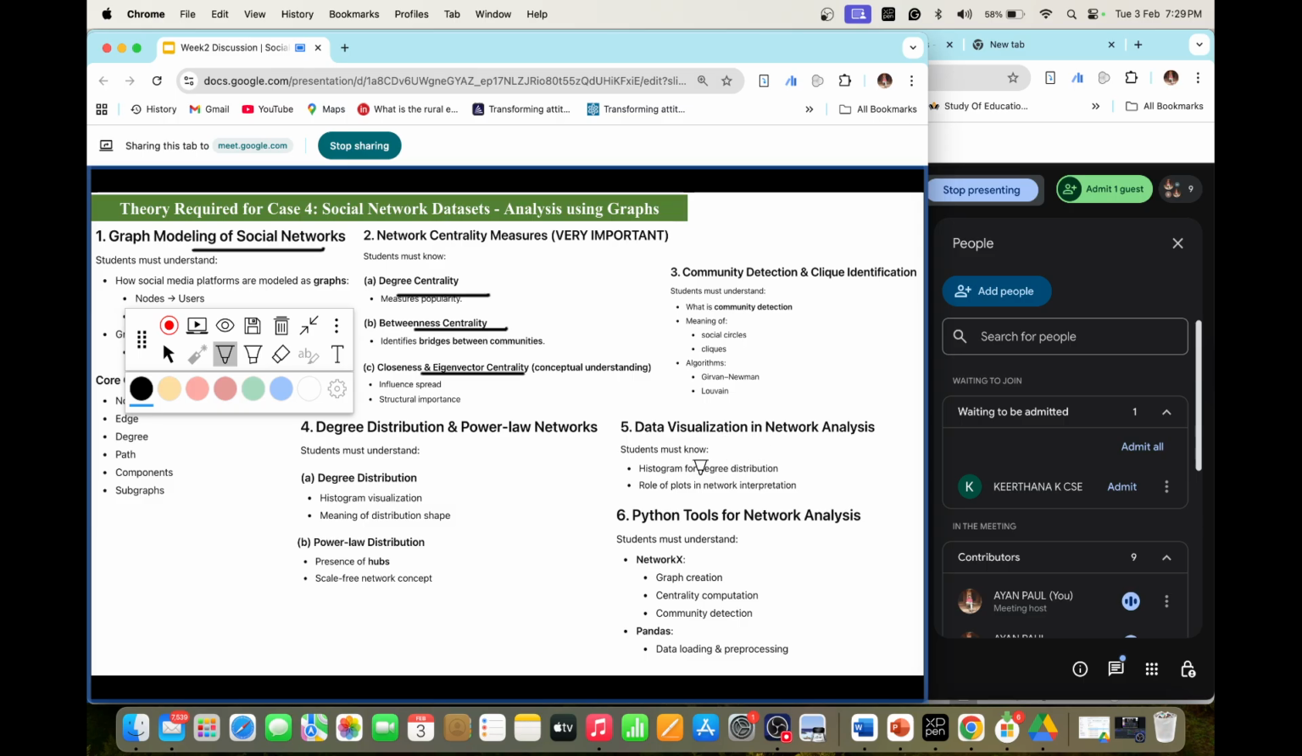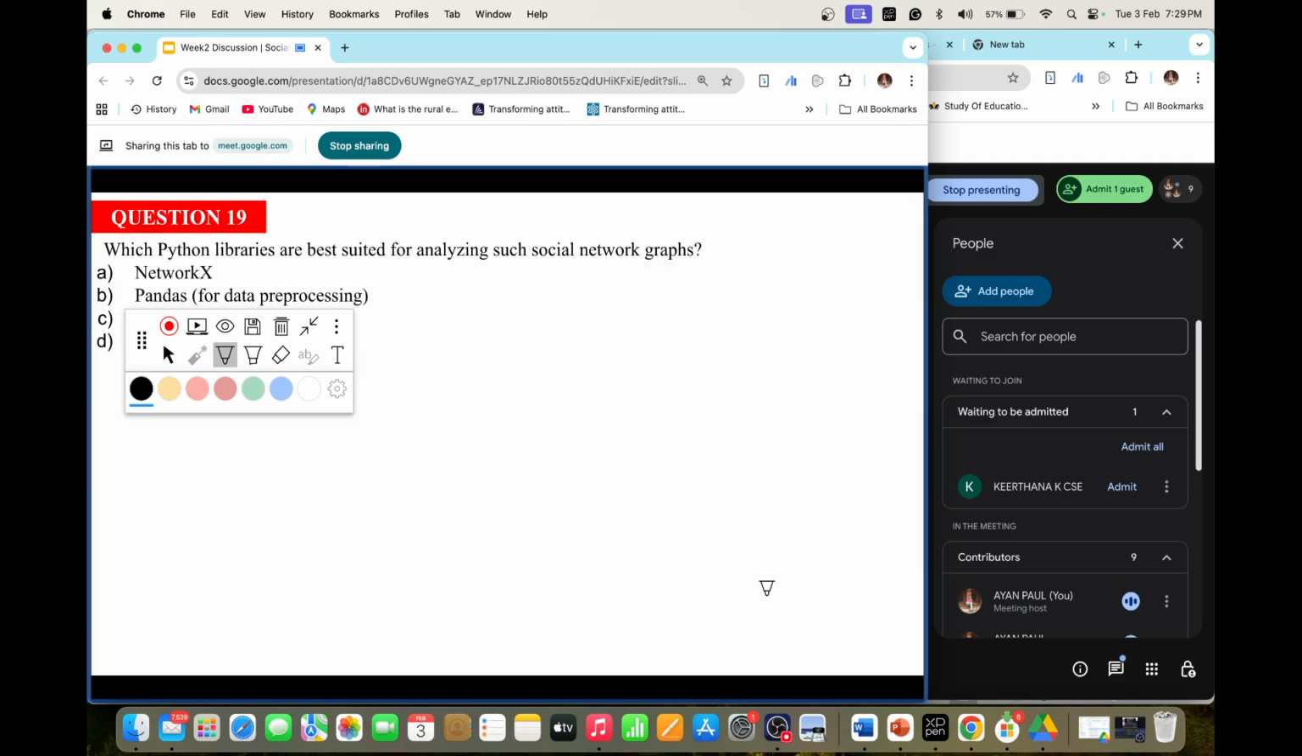And then data visualization: a histogram for degree distribution. Histogram means a node is connected to how many nodes, so by that we can form a histogram. Then rules of plots and network interpretation. Python tools: NetworkX and pandas. NetworkX for graph creation, centrality computation, and community detection. Pandas for data loading and pre-processing. So this is related to complete visualization of your social media network.